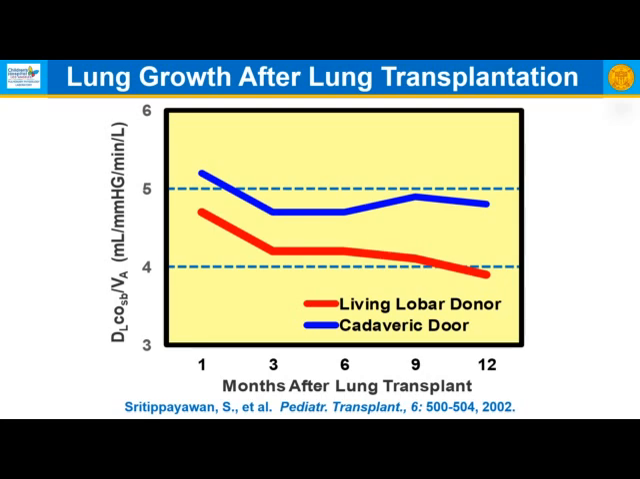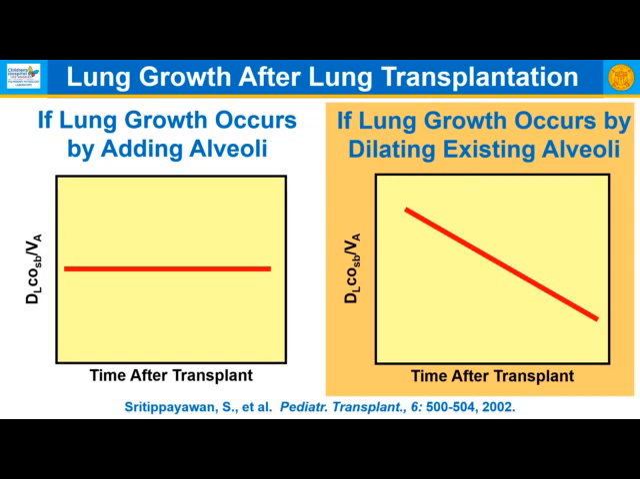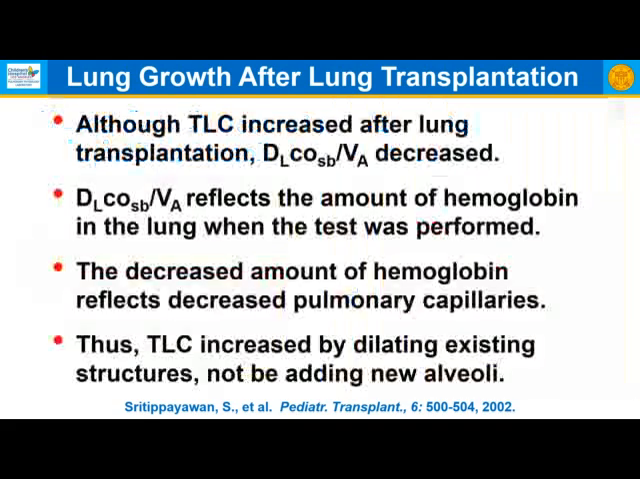And this is the DL over VA. You can see that in the cadaveric donors, not much change. In the living lobar donors, there was actually a fall in the DL over VA. Remember that if lung growth occurs by dilating existing alveoli, we would expect this to fall, which is exactly what we saw in this group.